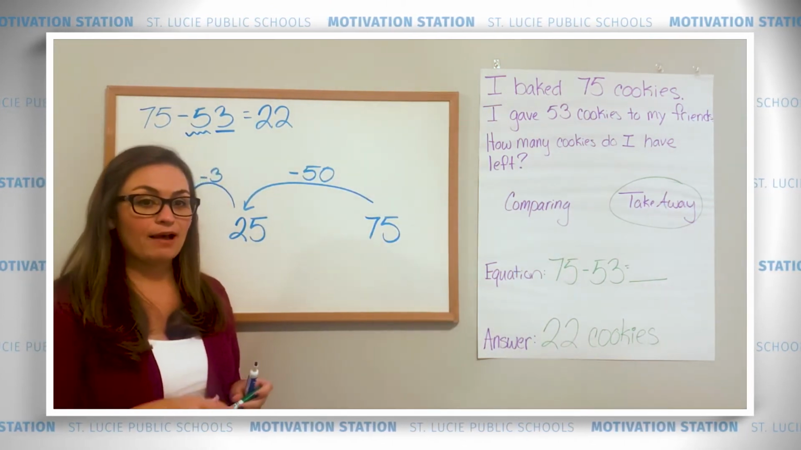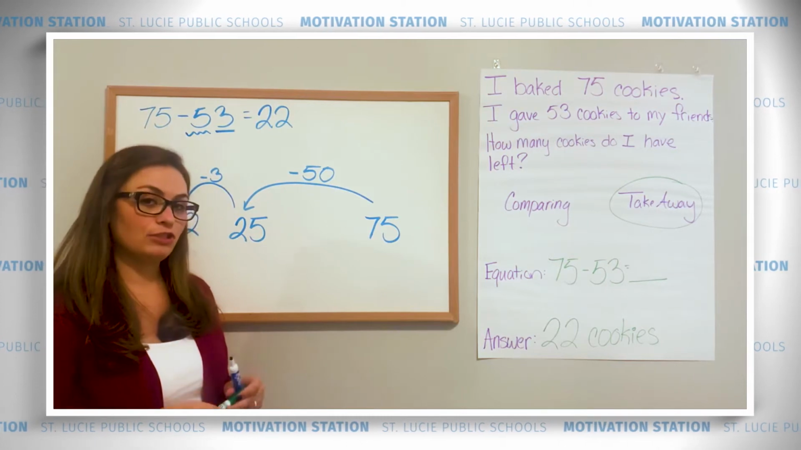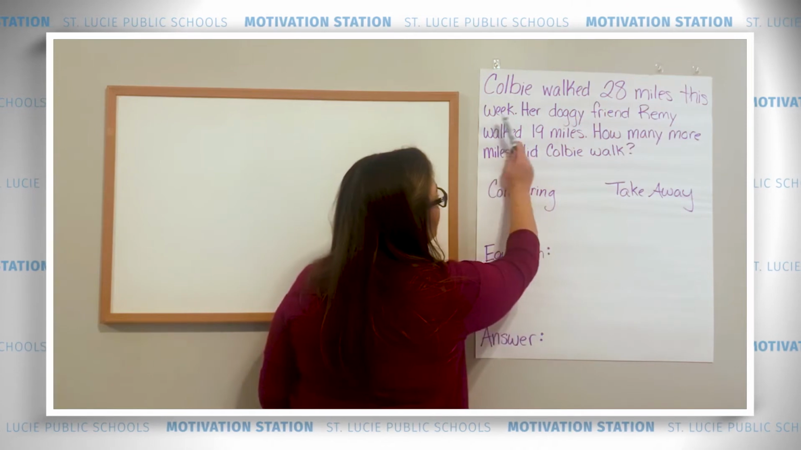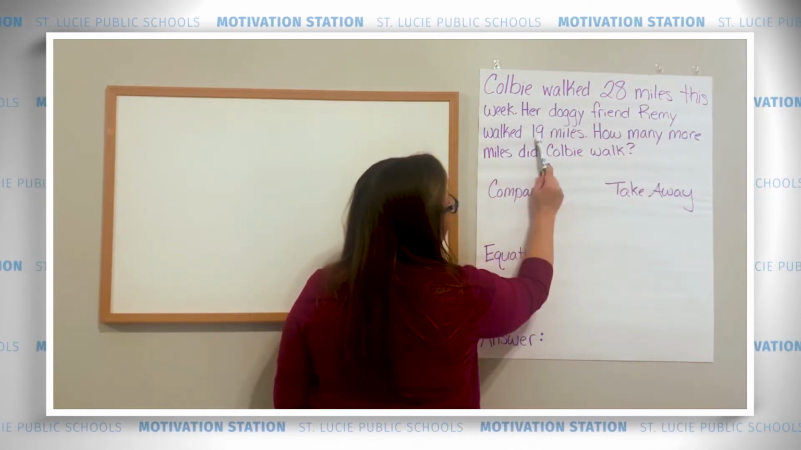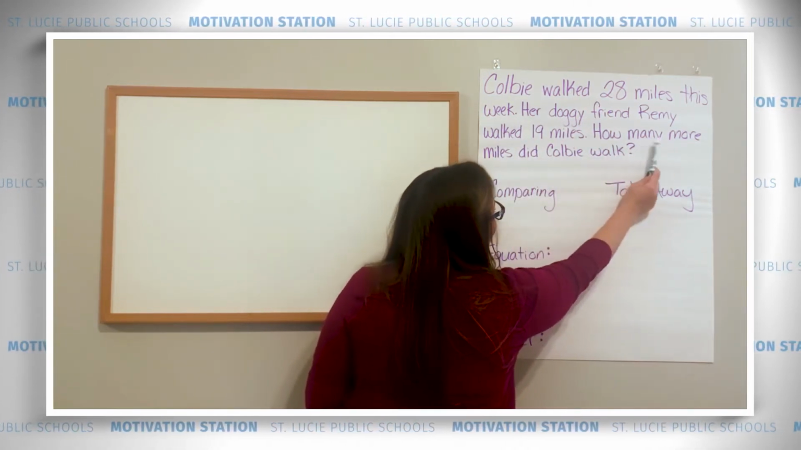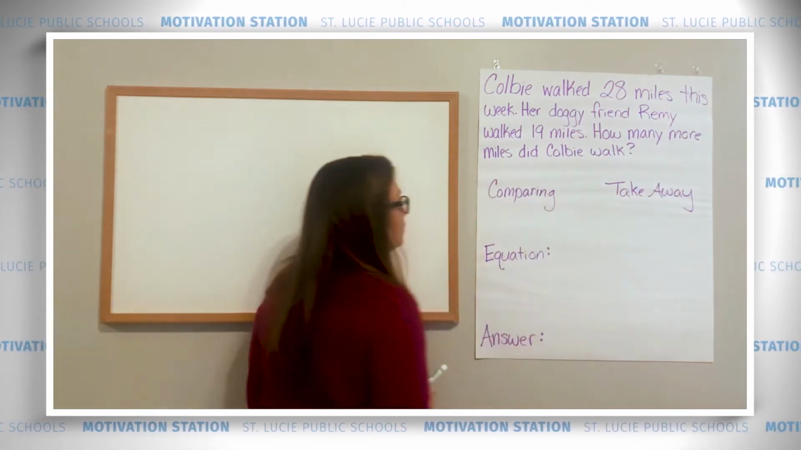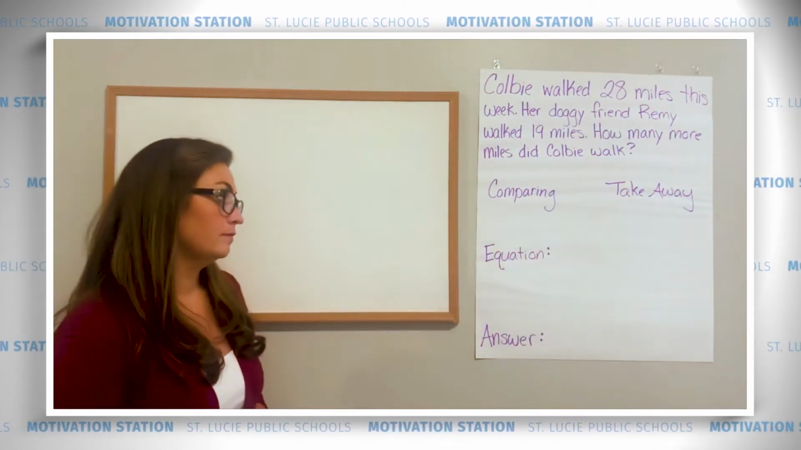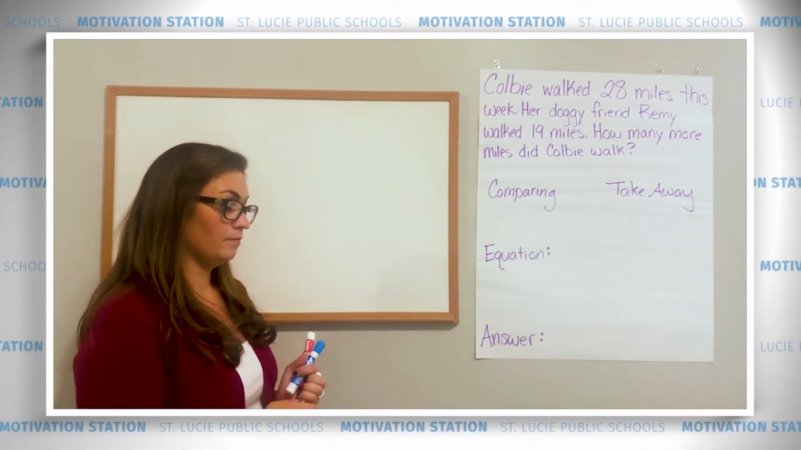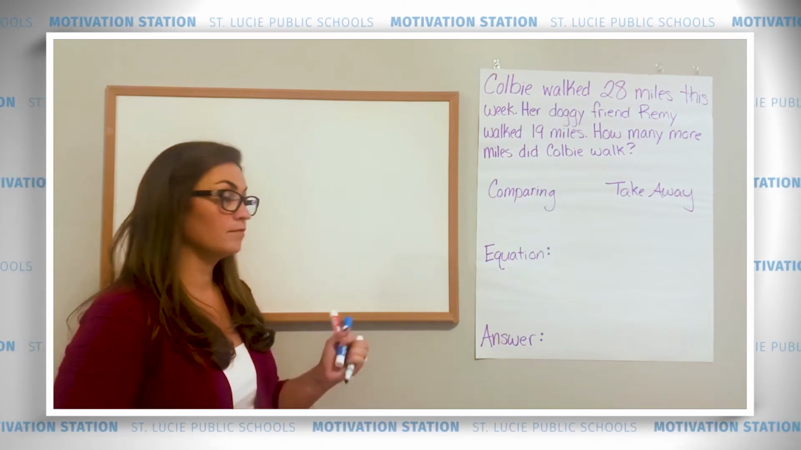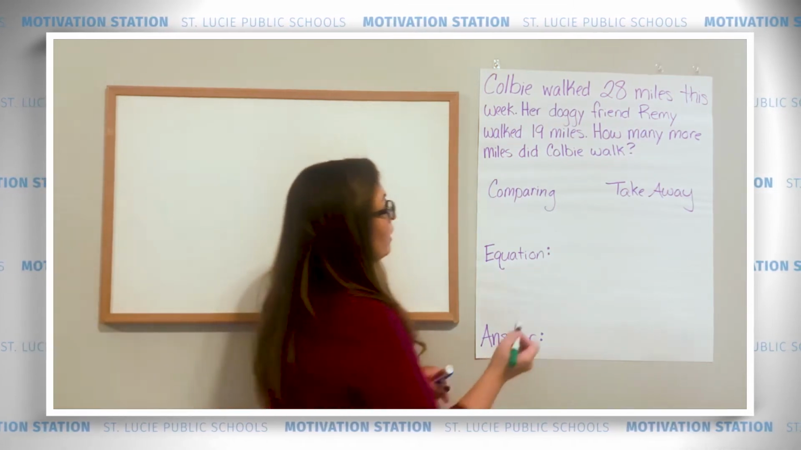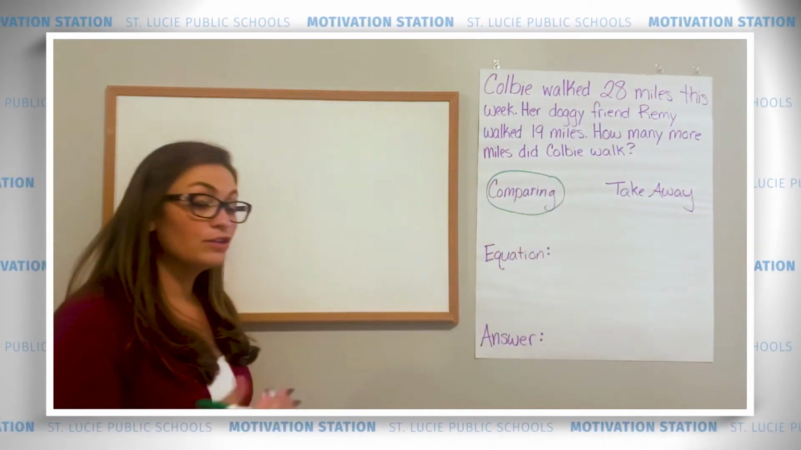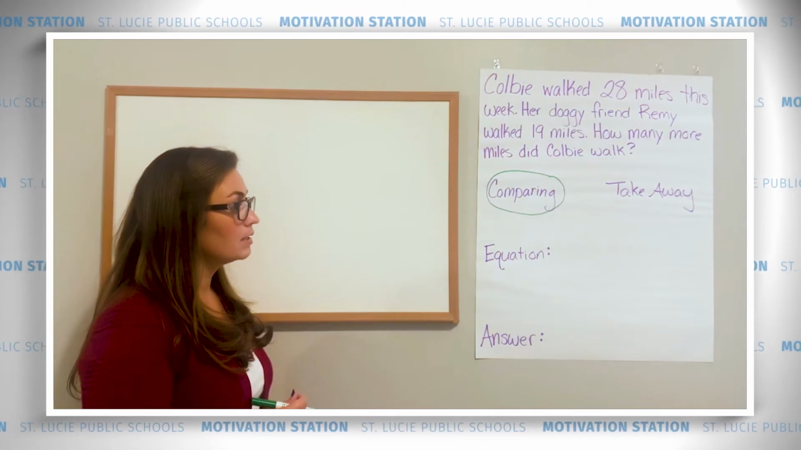Okay, I think we have one more left to do. Colby walked 28 miles this week. Her doggy friend Remy walked 19 miles. How many more miles did Colby walk? Are we comparing or are we taking away? That's right, we are comparing. We're not taking miles away from anybody, we're comparing the two numbers of miles that were walked.